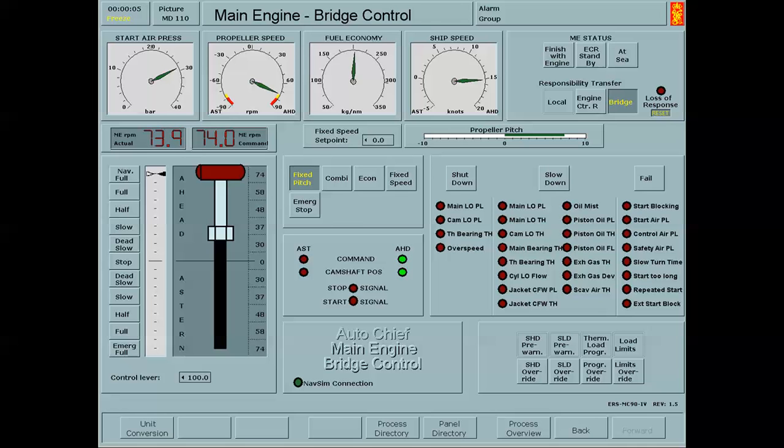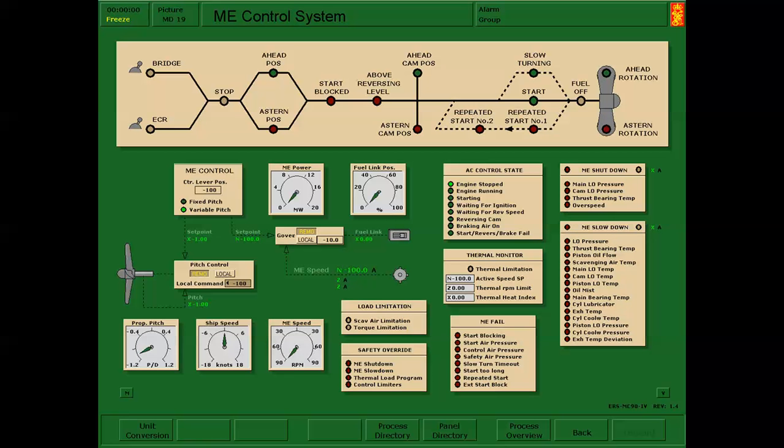Then beside that, you see a slow down pre-warning and a shutdown pre-warning, and underneath those would be overrides. The bridge can override any of these, though I can pretty much assure you that in today's world that would be recorded, and if there was a problem with the engine further down the road, that would be noted by the port engineers.